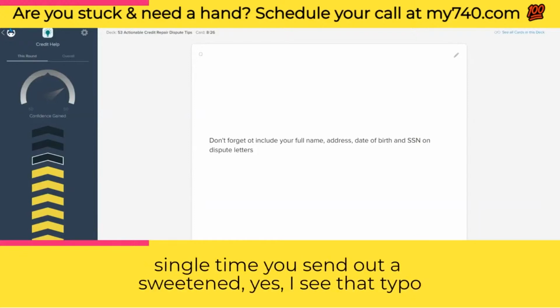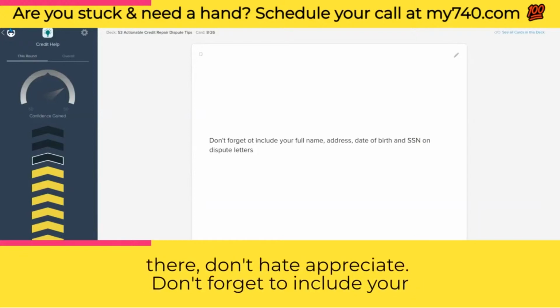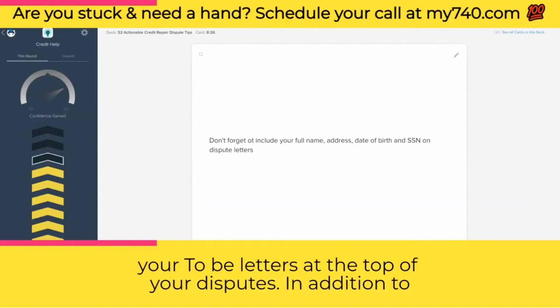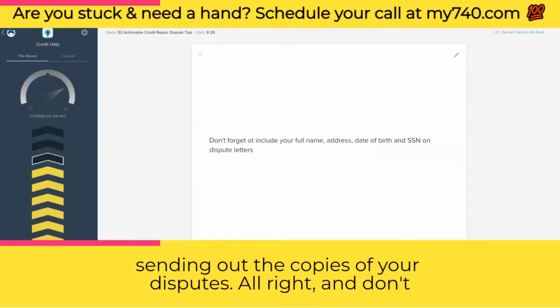So every single time you send out a dispute, and yes, I see that typo there, don't hate, appreciate. Don't forget to include your full name, your address, your date of birth, and your social on your dispute letters at the top of your disputes, in addition to sending out the copies of your disputes, all right?